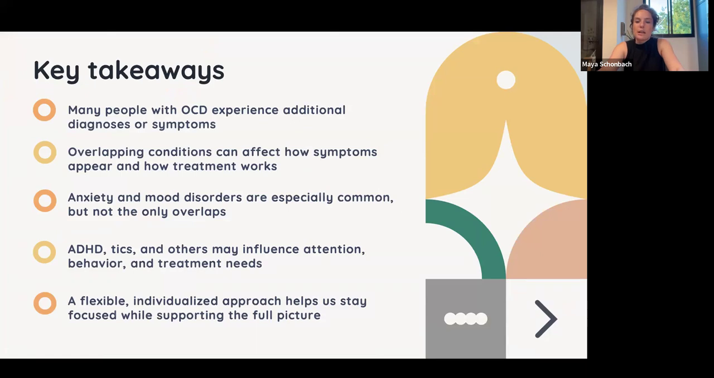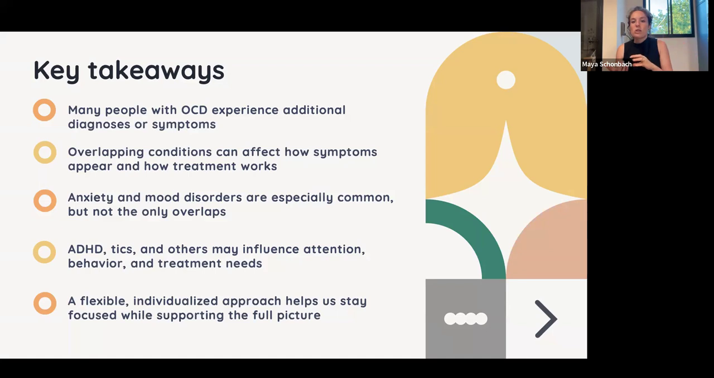Okay, so let's do a quick wrap up here. So there's a few key ideas that I want you guys to take away with you. So first and foremost, it's not unusual for people with OCD to also have another diagnosis, or other traits. Really, the overlap can shape your symptoms, how they appear, and really how we approach treatment. So it's important to look at these together.